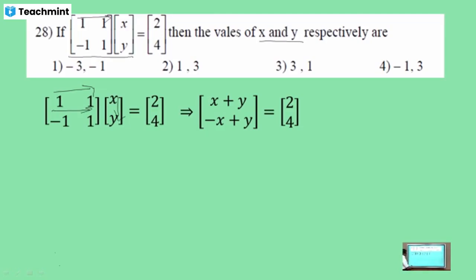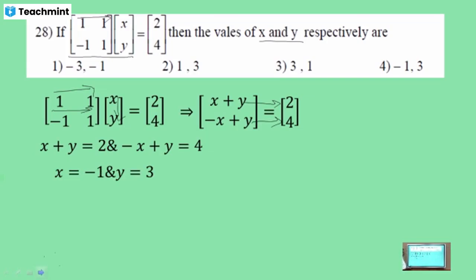Two matrices are equal implies corresponding elements are equal. When I equate the corresponding elements, I will get two simultaneous equations in x and y. When I solve that one, ಇವೆರಡನ್ನ add ಮಾಡಿದಾಗ ಏನಾಗುತ್ತೆ? x ಹೋಗುತ್ತೆ, 2y equal to 6 ಆಗುತ್ತೆ ಅಲ್ವಾ? 2y equal to 6, so y equal to 3. When y is equal to 3, what is x? x is minus 1. So the values of x and y are option 4, minus 3 and 1.